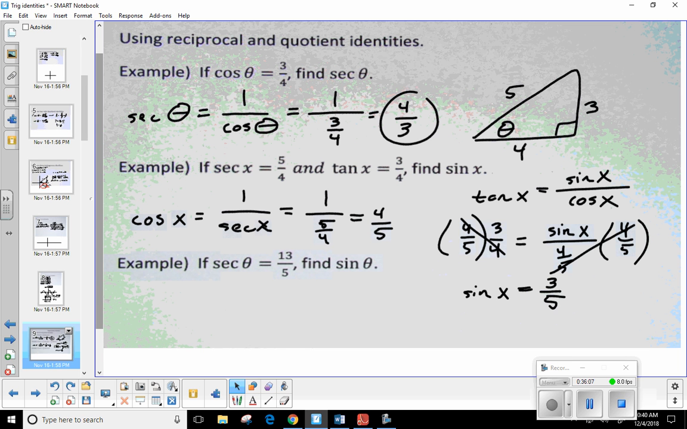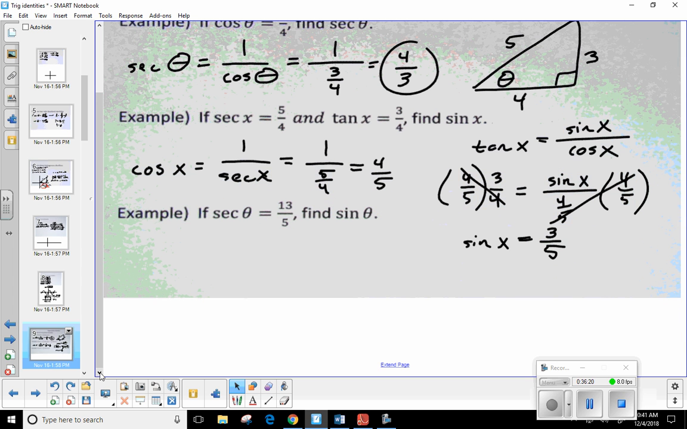If, say, on a quiz or something, you draw a diagram, but there's absolutely no work, you're not going to get credit for it. You have to use the identities. Everybody understand that? Okay, so I wanted to get that out there. Now, let's try this one. This one's not as straightforward. I'm given secant of theta, but I want to find sine of theta.